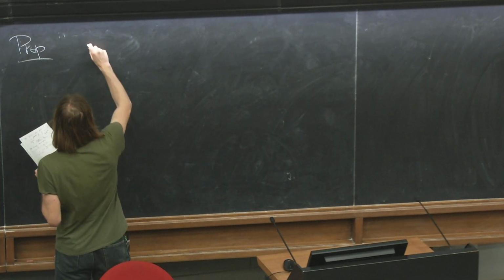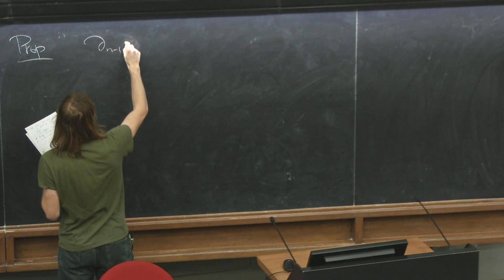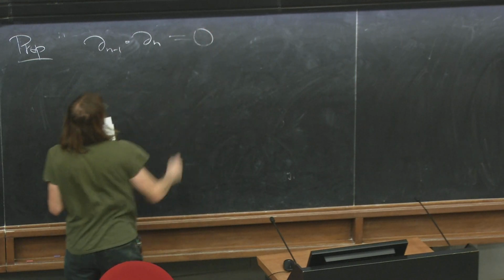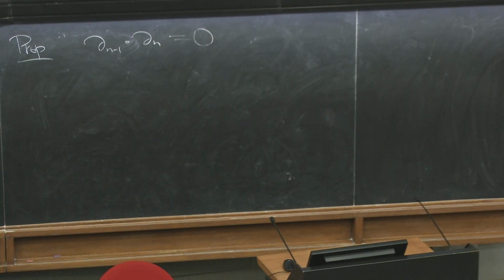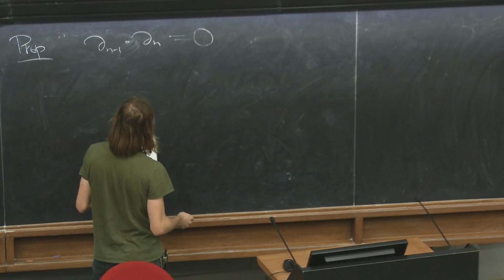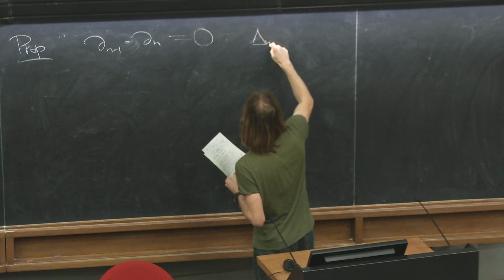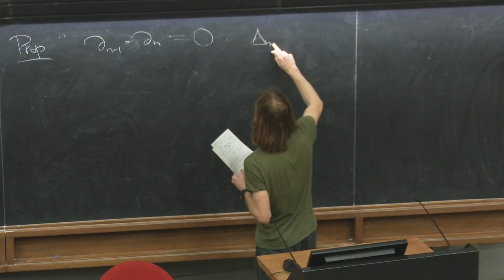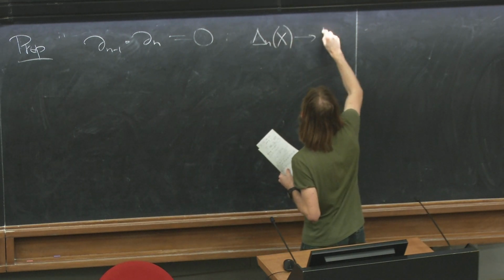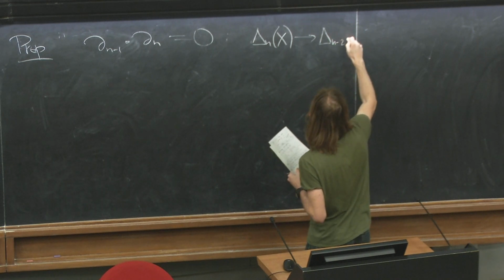Now we can show the following property of this boundary homomorphism, which is crucial in defining homology groups, as we will see. So the proposition is that the following composition is 0. Well, the composition is understood as a map from Δ_n(X) to Δ_{n-2}(X).